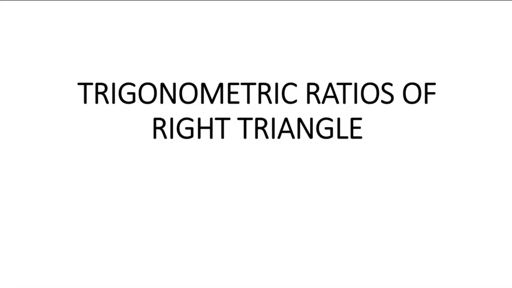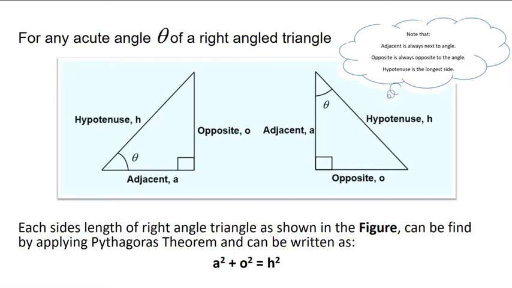Trigonometric ratio of a right triangle. For any acute angle theta of a right angle triangle as shown in this figure, each side length of the right angle triangle can be found by applying Pythagoras theorem and can be written as a squared plus o squared equal to h squared, where a refers to adjacent, o refers to opposite, and h refers to hypotenuse.